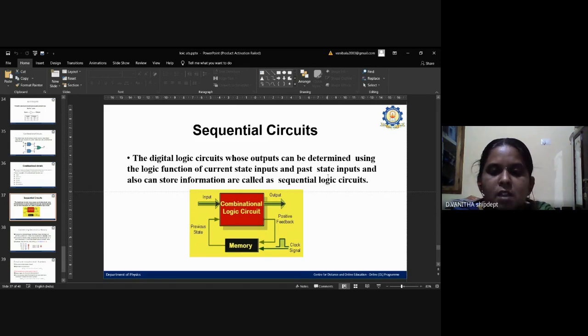So these are some points about logic circuits. They can be used in different places. I hope this will be very useful for you to know about logic circuits. Thank you.